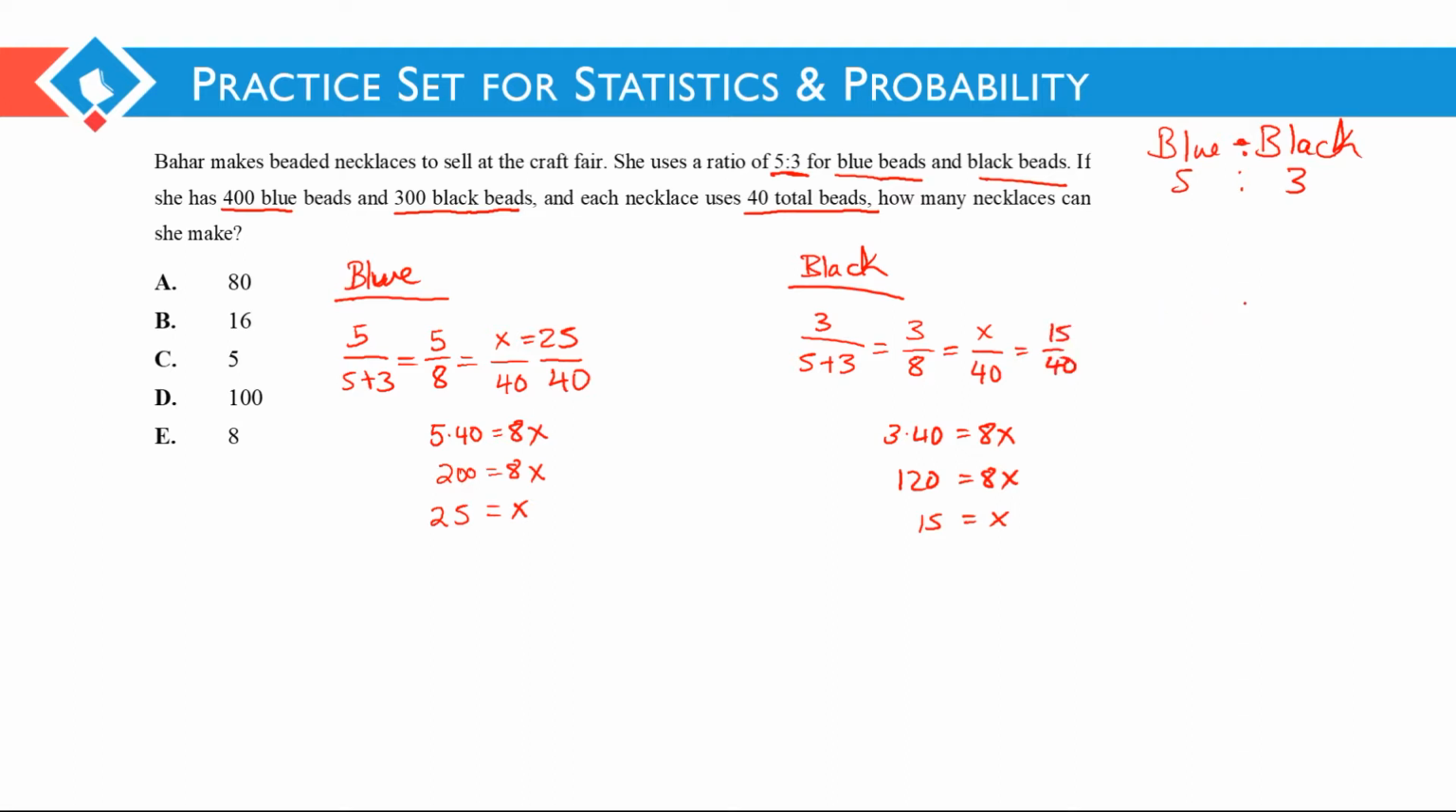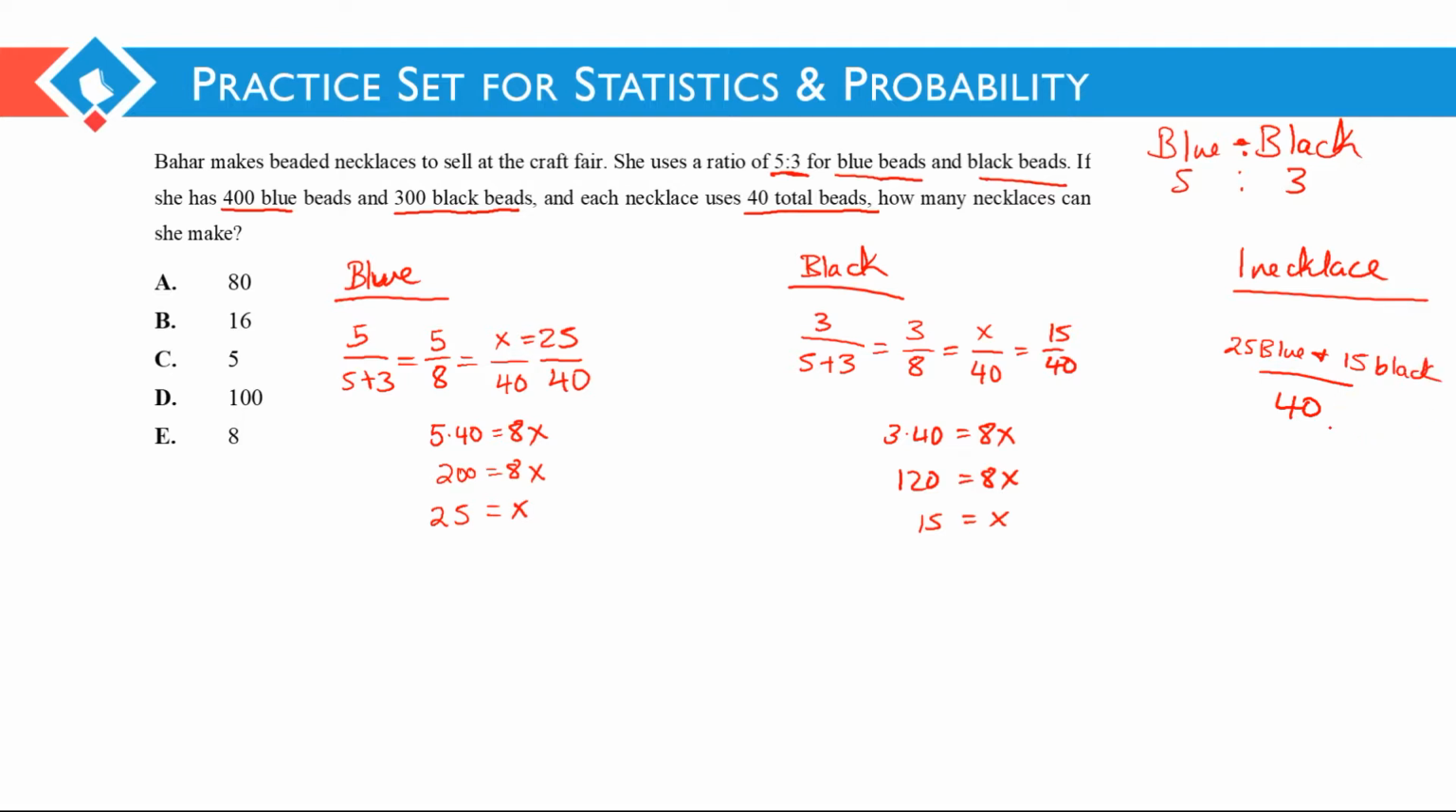So out of 40 beads in one necklace, so in one necklace, out of 40 beads, you have 25 blue and 15 black. Just like that. Okay, excellent.